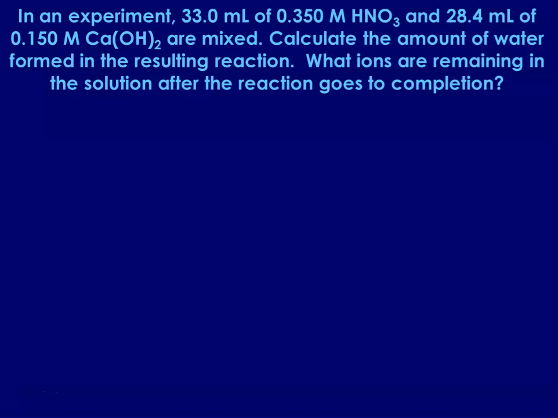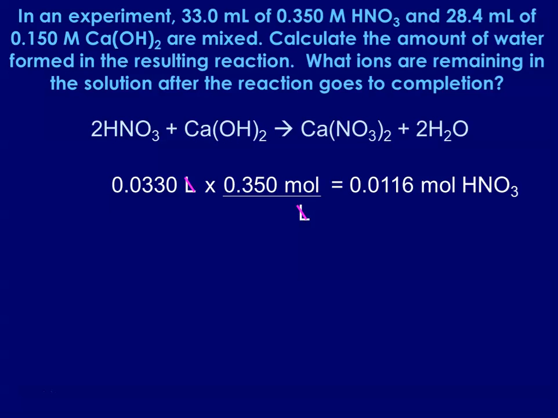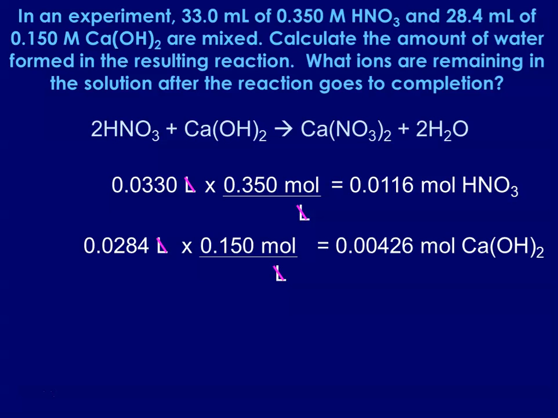So our final example involves nitric acid and calcium hydroxide. We do have volumes and concentrations of both reactants, and we want to know how much water was made, and we also want to know what ions were present after the reaction is completed. So we'll write our balanced equation between nitric acid and calcium hydroxide. And because we have volume and concentration for both reactants, we need to determine which one is limiting by finding the moles of both of those quantities. So I take my volume, I take my molarity, and I get my moles for both HNO3 and for calcium hydroxide. They both had 3 sig figs for their volume and 3 sig figs for their molarity, so we needed 3 sig figs for their moles.